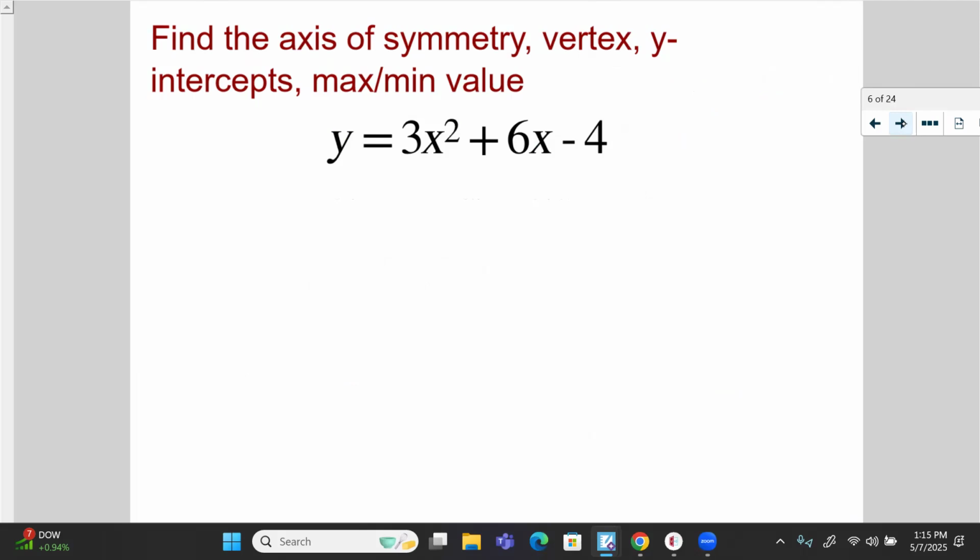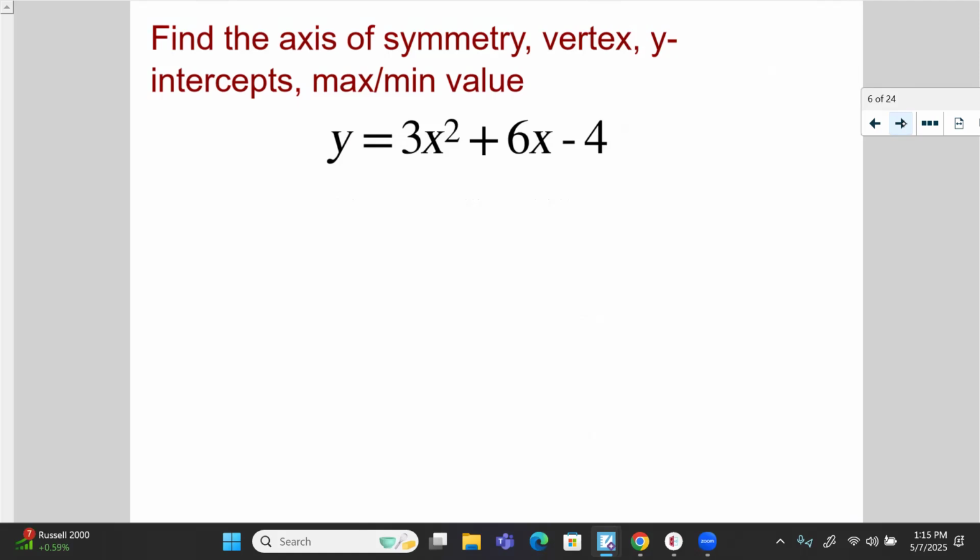So we are going to find all of these. We are going to find our axis of symmetry, or AOS. We are going to find our vertex. We are going to find our y-intercept, and we are going to find the max/min value.